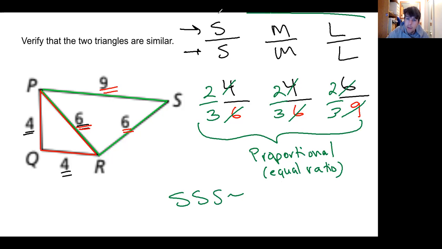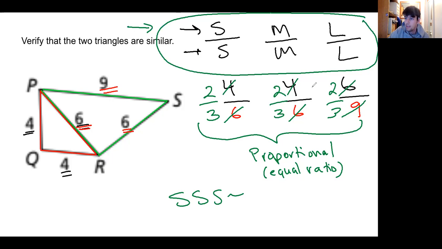Again, this method we talked about up here is a pretty good one whenever you're trying to figure out side-side-side. Just match them up. What's the shortest side? Put those two in a ratio. What are the middle sides? Put those in a ratio. What are the longest sides? I'll use that technique quite a bit.